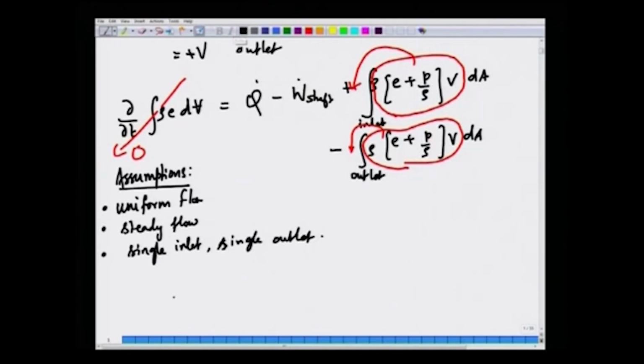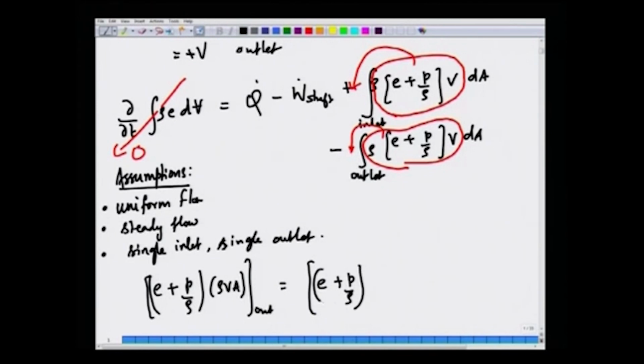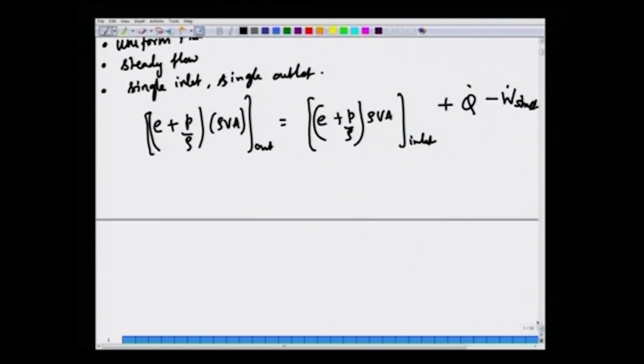So, having done that, you will get (E plus P by rho) times rho V A at the outlet equals (E plus P by rho) rho V A at the inlet, plus Q dot minus W dot shaft, okay. Now, the mass balance will say for a steady system with a single inlet and single outlet that rho V A at inlet is the same as rho V A at outlet, because at steady state there is no accumulation of mass in the CV. So, that is equal to m dot, the mass flow rate.